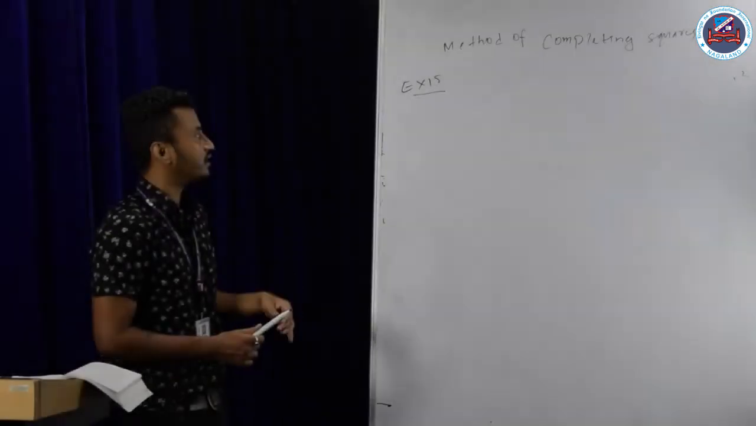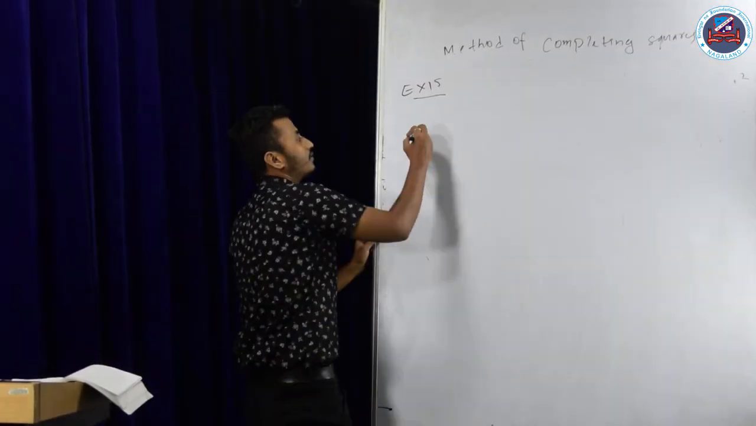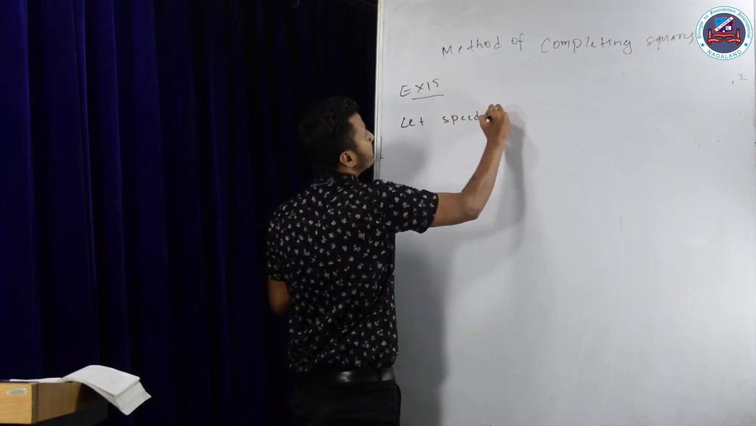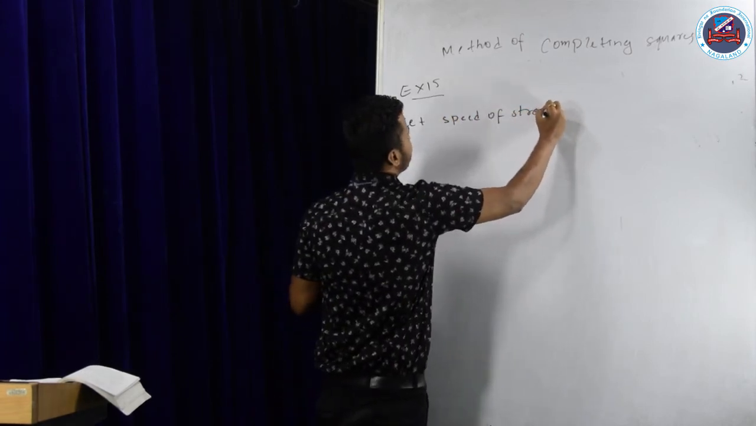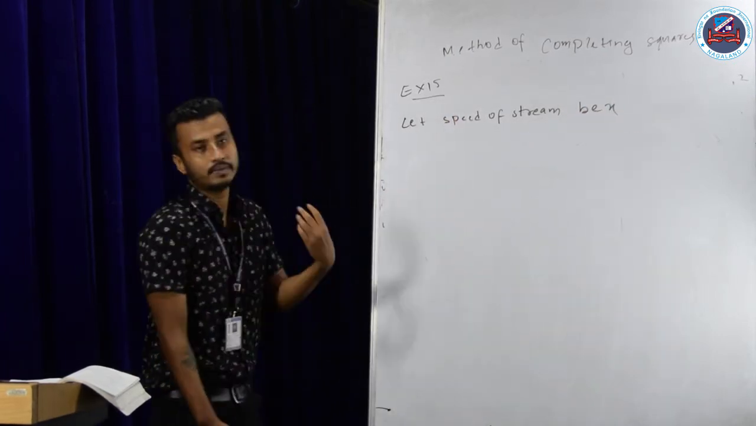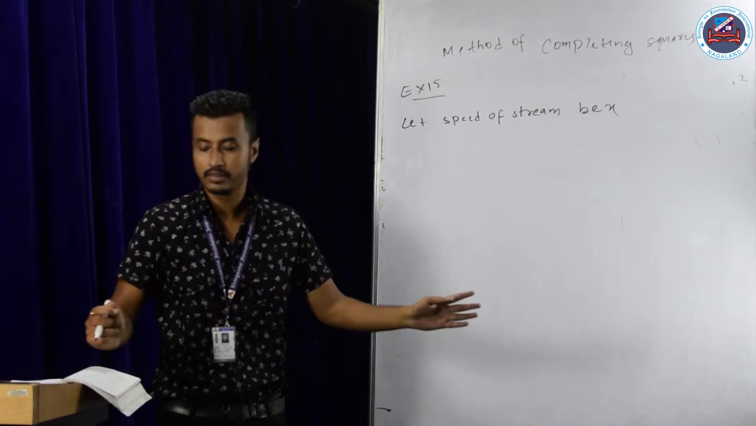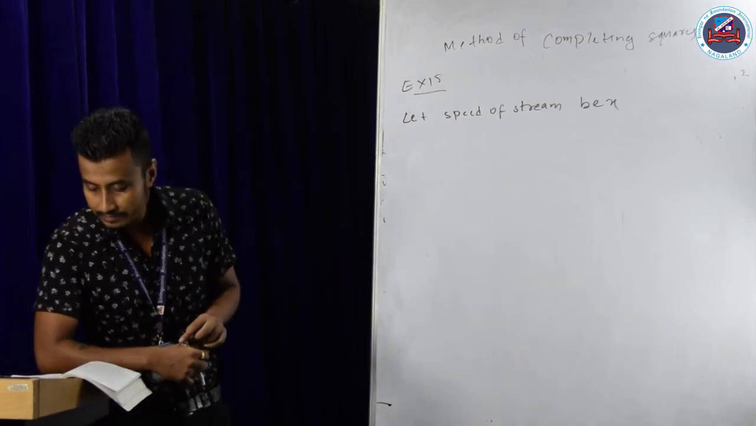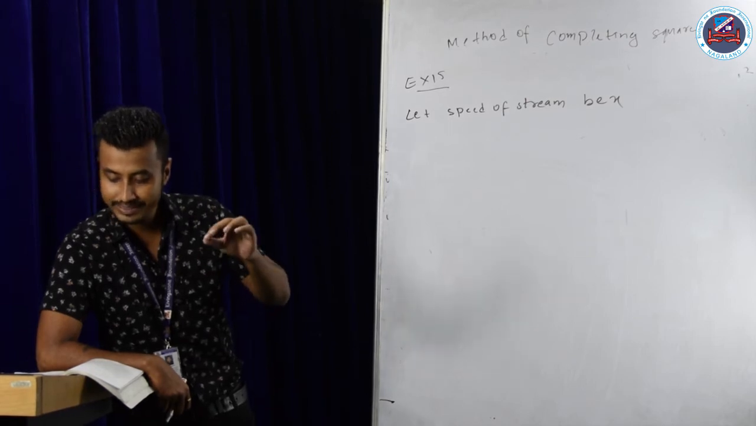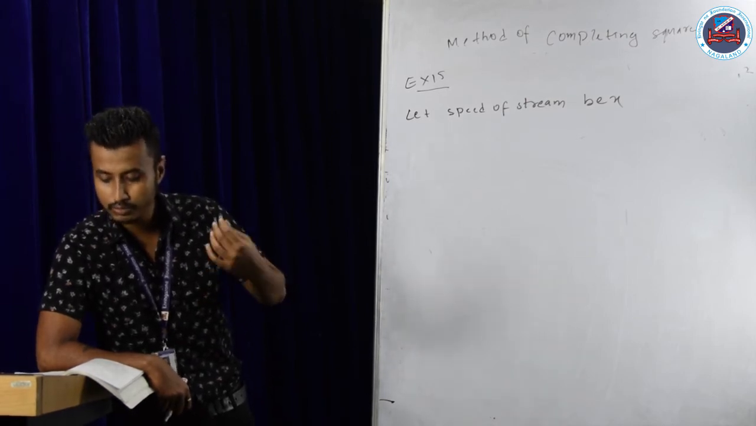So how to proceed in this question? First, I will write down, let the speed of stream be x. Okay, you have to find the speed of stream, so I took the speed of stream as x. What other data is given in the question? A motorboat whose speed is 18 km per hour in still water takes 1 hour more to go 24 km upstream.